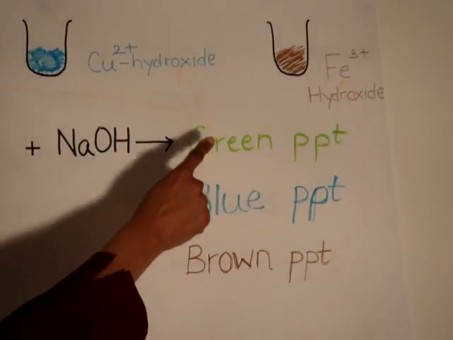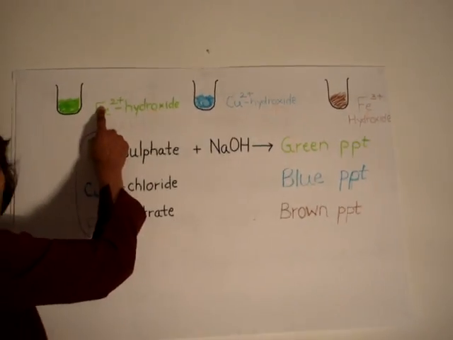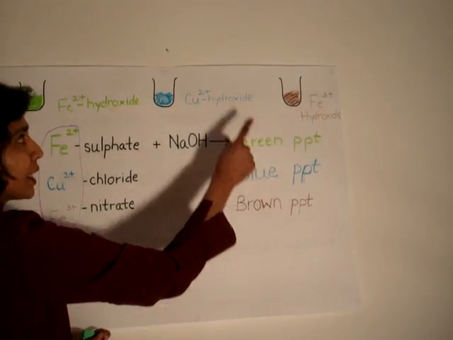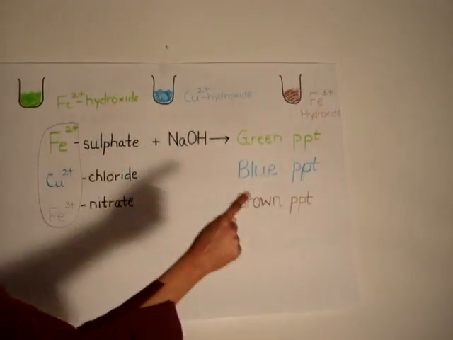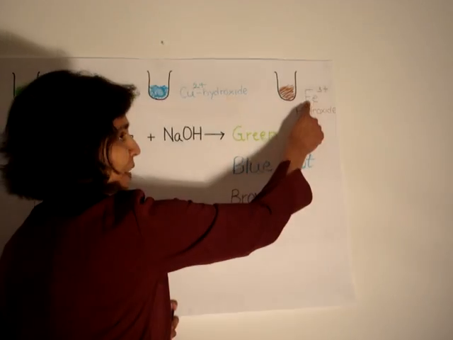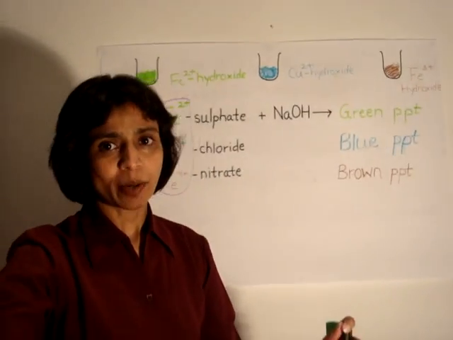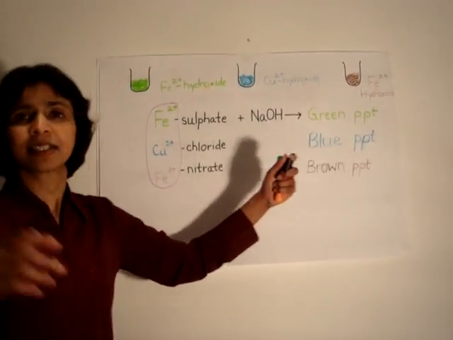Remember, green precipitate Fe2+, blue precipitate copper 2+, orange brown precipitate Fe3+. Just add sodium hydroxide and check the colors. Simple.